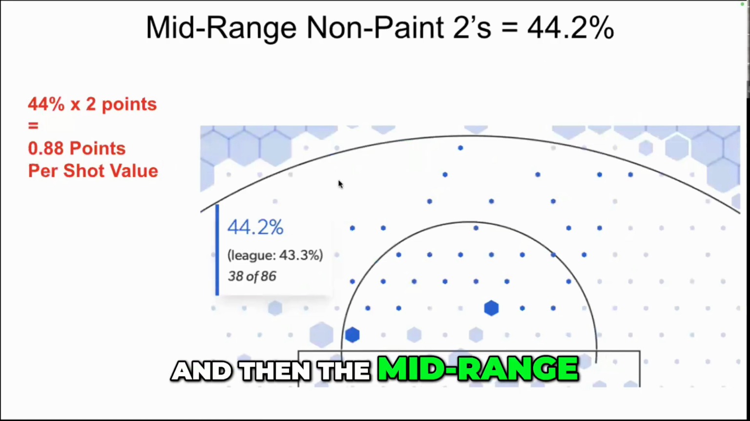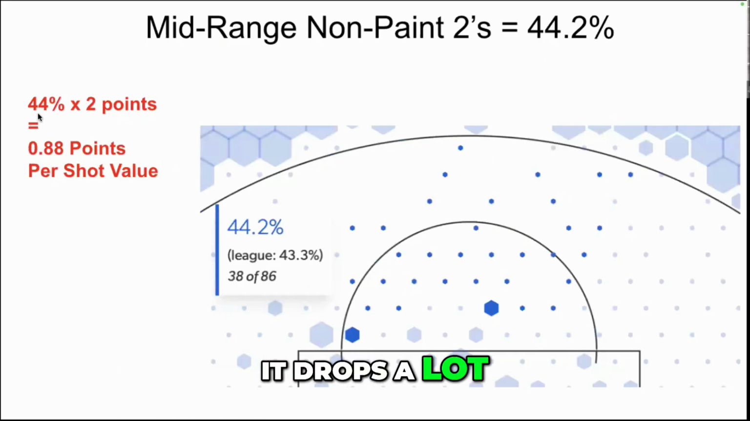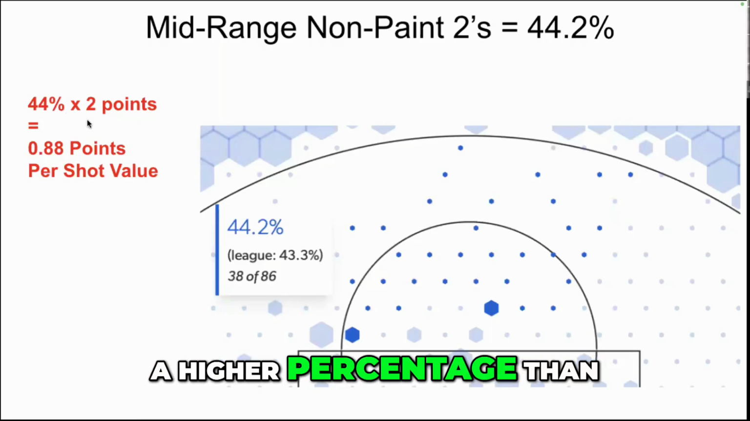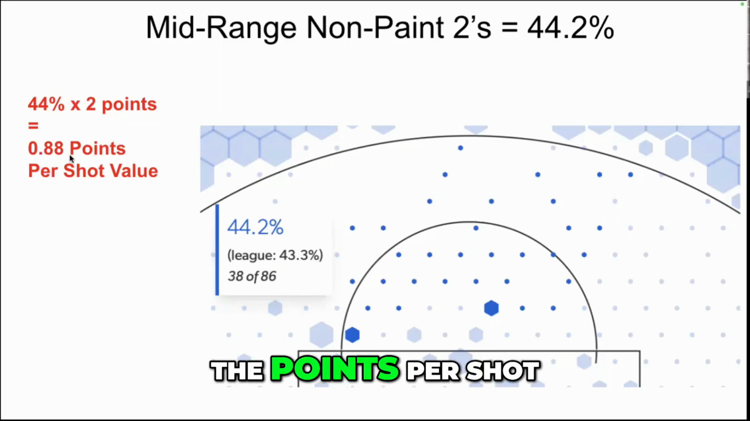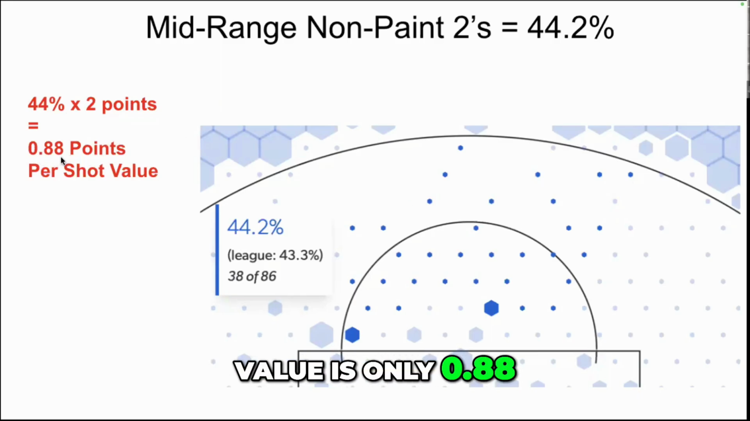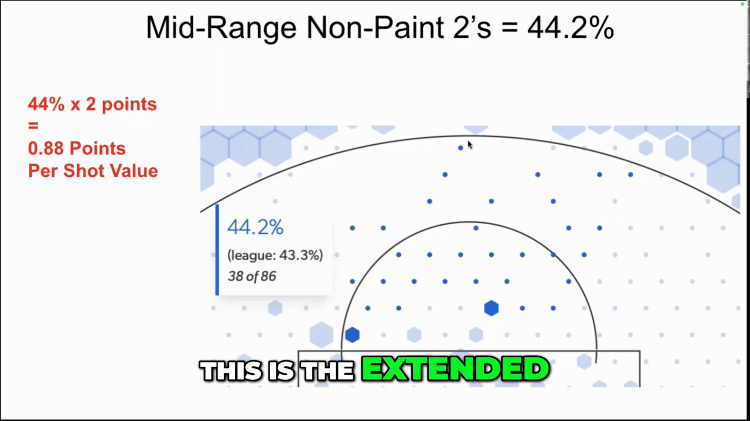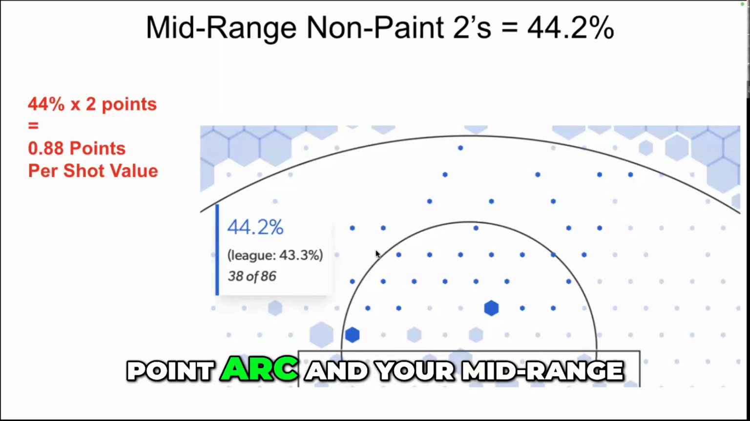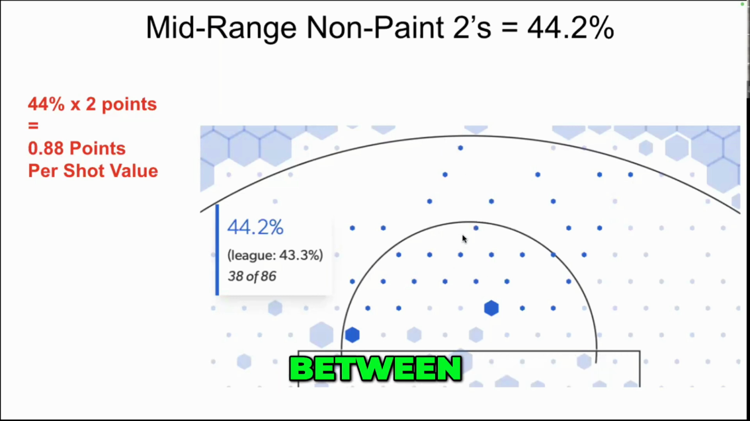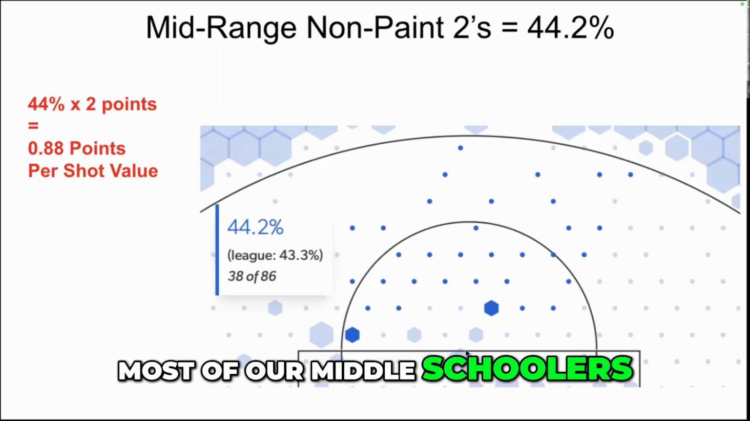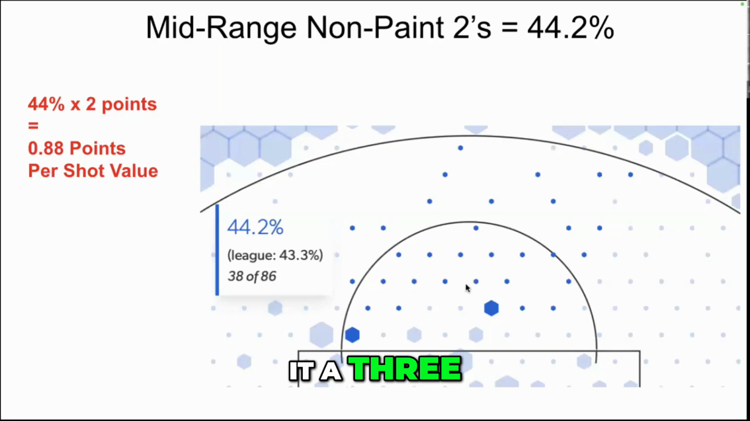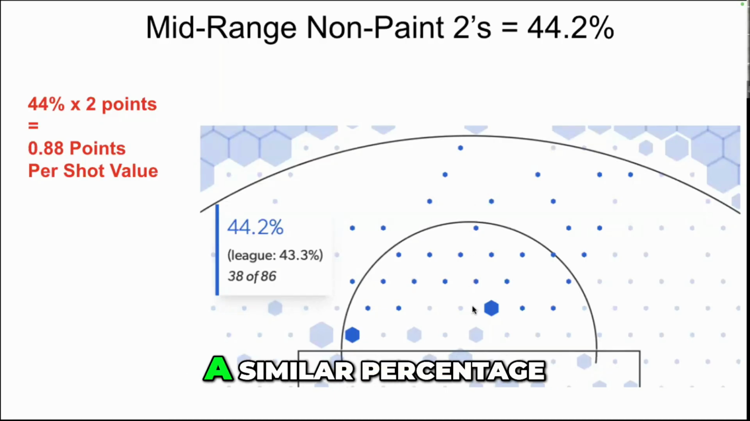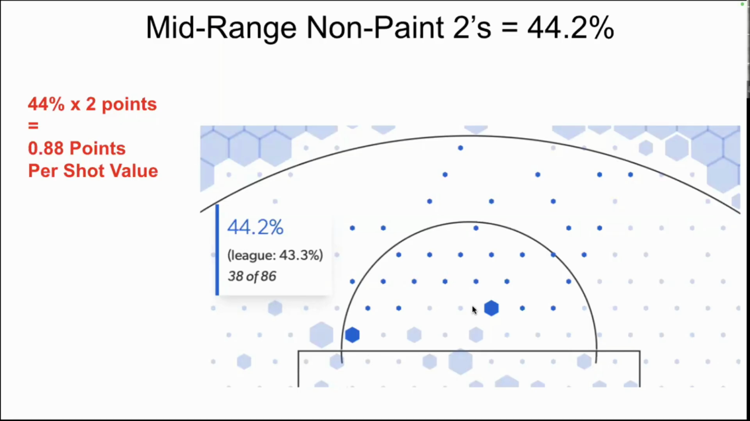And then the mid range is really highlighted because it drops a lot at 44%, even though we're making a higher percentage than we did at 3 point land. Because it's only worth 2 points, the points per shot value is only 0.88, right? And so this is where we start to look at what we call the no shot zone. This is the extended arc on the NBA line, but between your 3 point arc and your mid range, right? Between, let's say, 3 point and free throw for most of our middle schoolers, we don't really want to shoot in that range, right? We'd rather you get more space and make it a three than be contested and only worth two at a similar percentage. Does that make sense to you guys?